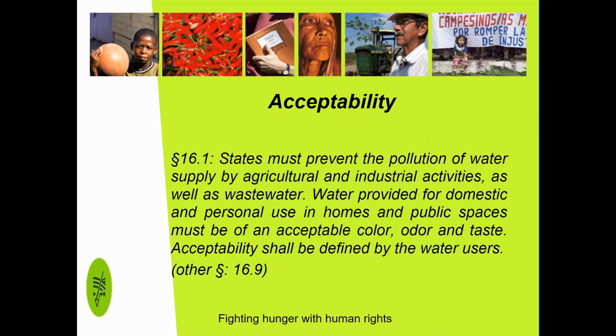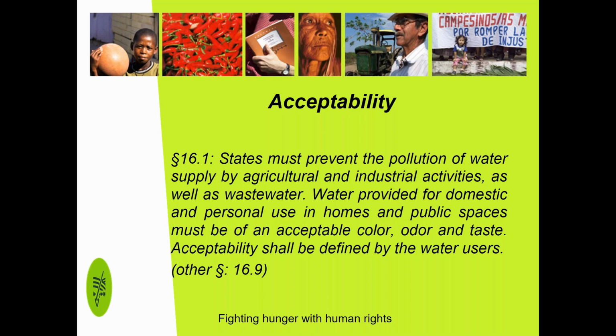And the other legal content is acceptability. So what does it mean? For instance, in paragraph 16.1, states must prevent the pollution of water supply by agricultural and industrial activities, as well as wastewater.